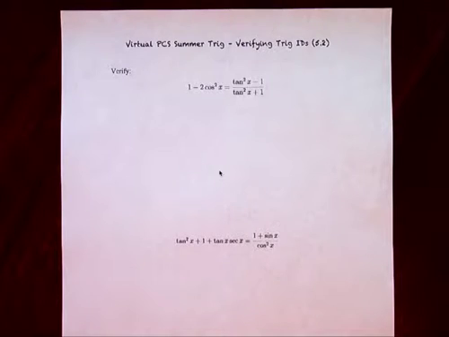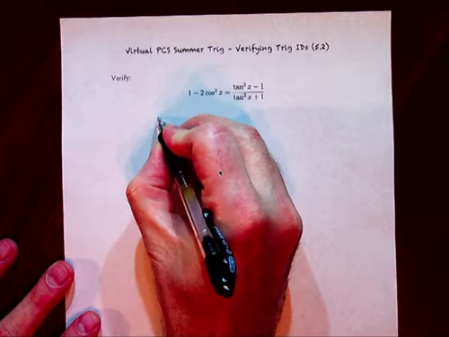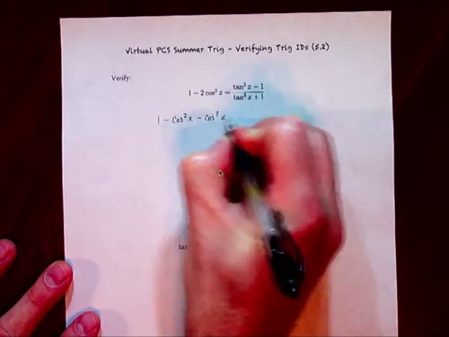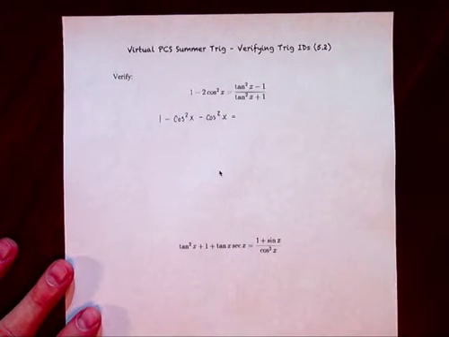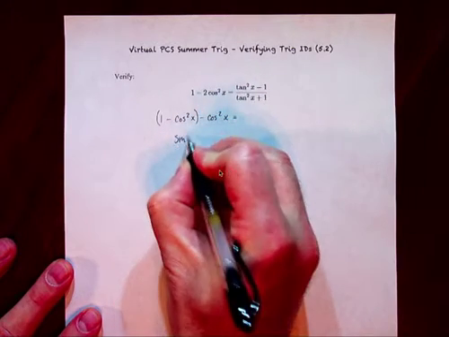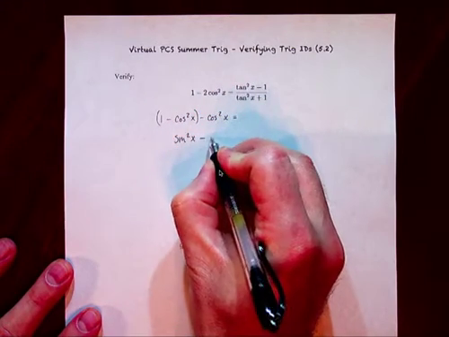Now, some of you might be sitting there thinking to yourself, gosh, I really wish that instead of 1 minus cosine squared, that was 1 minus 2 cosine squared, it was 1 minus 1 cosine squared. Okay. Well, why don't we turn it into that? 1 minus cosine squared x minus cosine squared x. Can I do that? I don't see why not. And then I can take that and turn it into sine squared x minus cosine squared x.